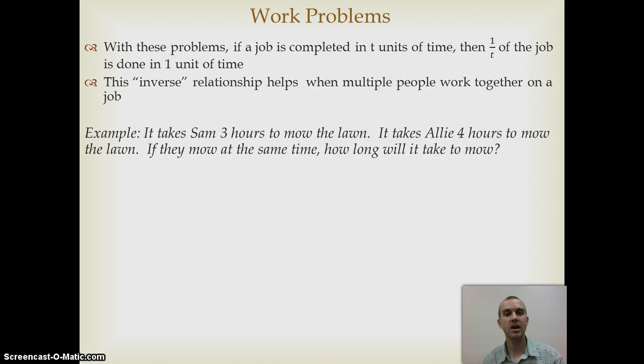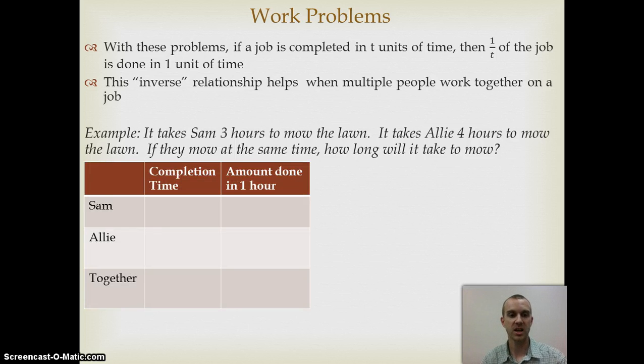So because they're working together, they're actually decreasing the overall amount of time, and this inverse relationship will be very helpful. So Sam took 3, Allie took 4. Together, it's going to take some time we don't know. But if we look at it as a chunk of 1 hour, that would be 1/3 of Sam's job is done in an hour, 1/4 of Allie's job is done in an hour, so 1/t would be done in an hour. And it's this inverse component that I can actually set up for my equation. So Sam's 1 hour, Allie's 1 hour, and together's 1 hour.